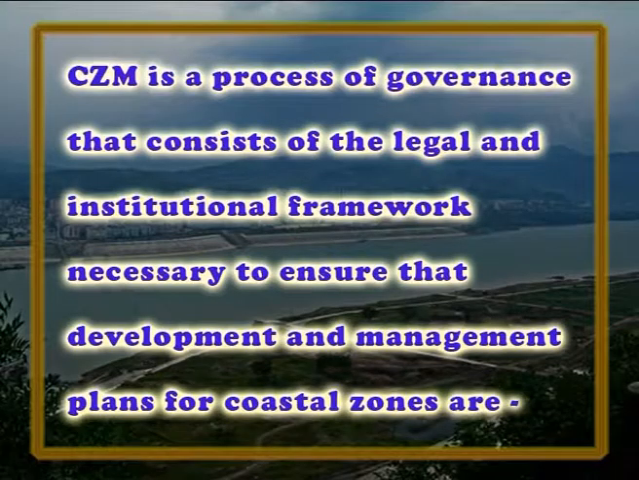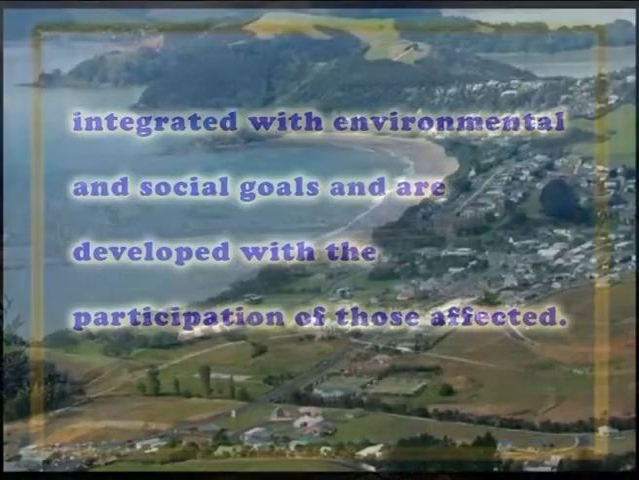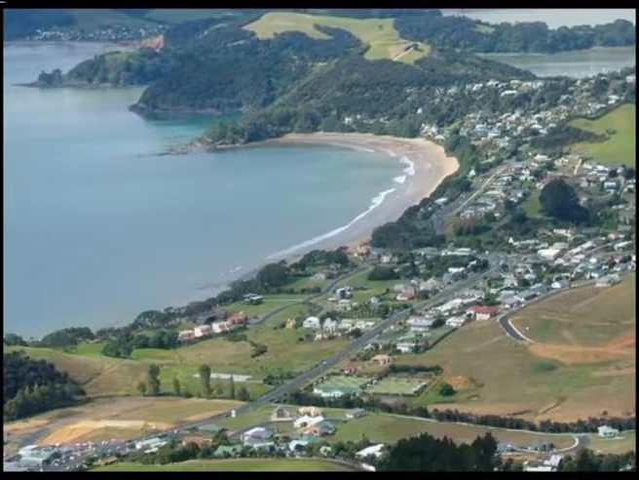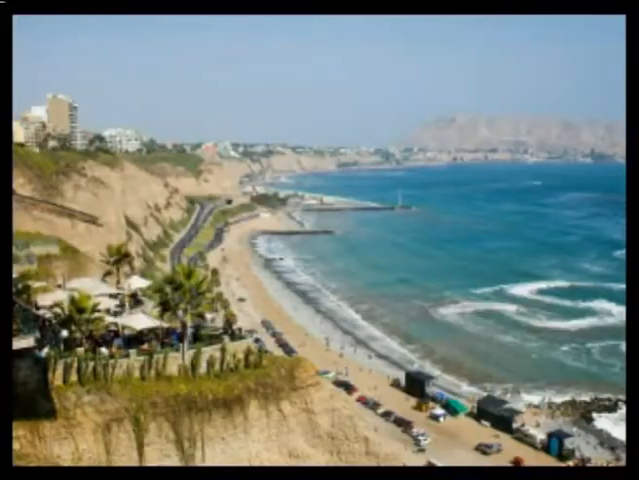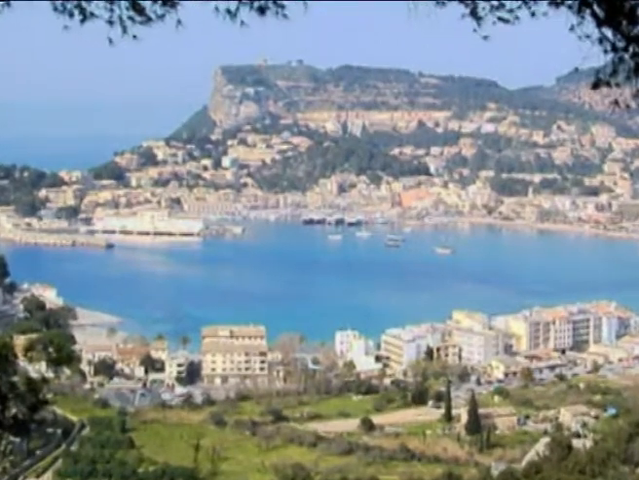CZM is a process of governance that consists of the legal and institutional framework necessary to ensure that development and management plans for coastal zones are integrated with environmental and social goals and are developed with the participation of those affected. The purpose of ICM is to maximize the benefits provided by the coastal zone and to minimize the conflicts and harmful effects of activities on social, cultural and environmental resources.